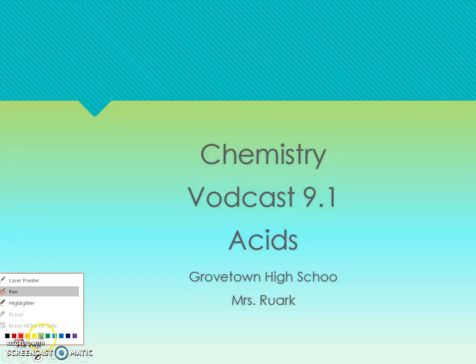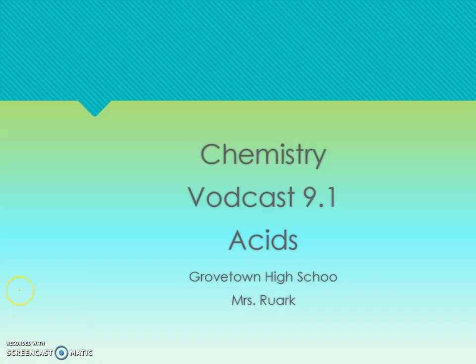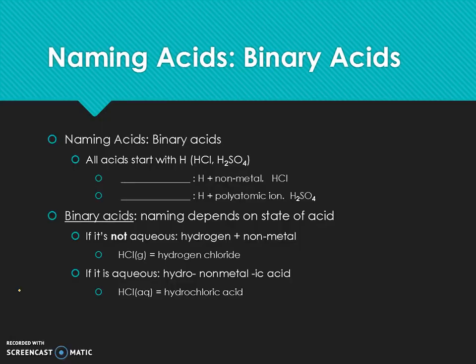This is Vodcast 9.1, where we're going to talk about acids and all you want to know about acids. Okay, so let's do a little review over naming acids. Remember, this is review, so I'm going to go quickly. All right, so naming acids, we know that all acids start with a hydrogen, so we can have a binary acid, and a binary acid is when you have a hydrogen with a nonmetal, such as hydrochloric acid. And you can also have an oxyacid. And an oxyacid is a hydrogen with a polyatomic ion, and it has to have oxygen in it.